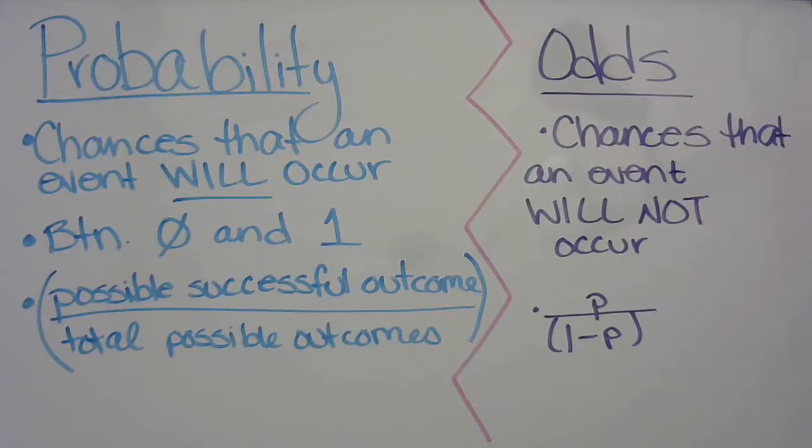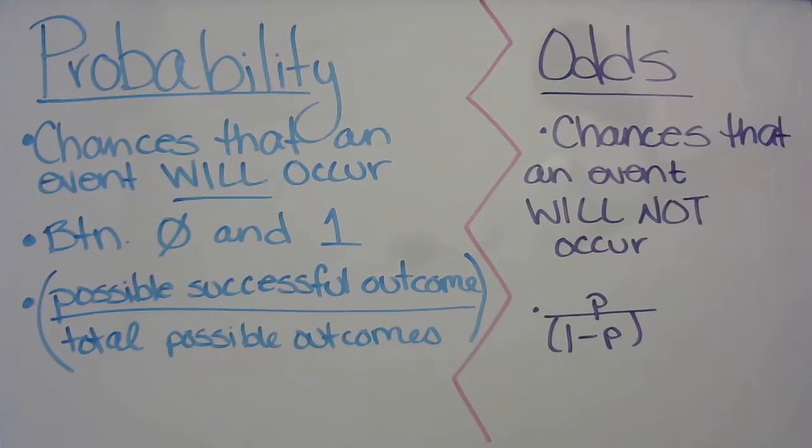So the closer your value is to 1, the closer it is to actually happening, and the closer it is to 0, the less likely it is to actually happen. And the formula for figuring out probability is the possible successful outcomes divided by the total possible outcomes. And I will give you an explanation of that in the example problem to follow.